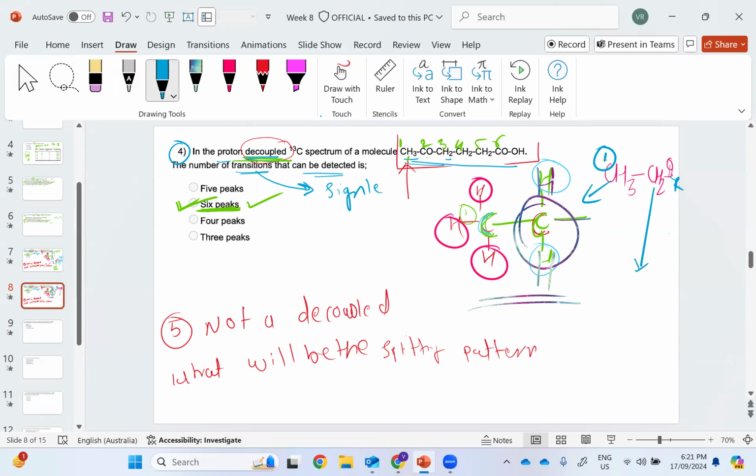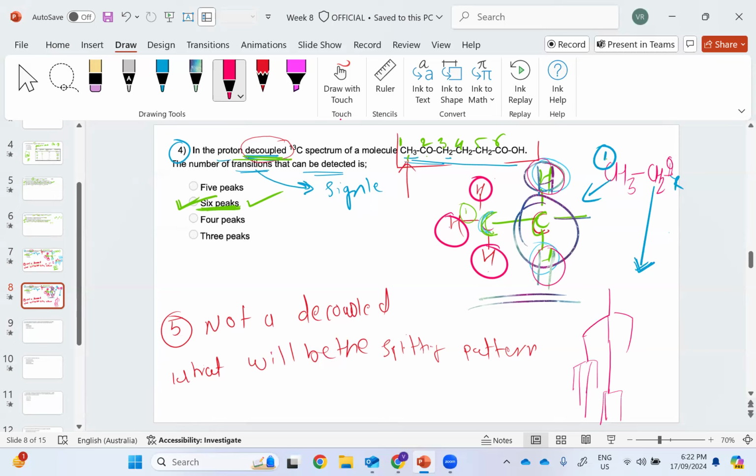Can you tell what will be the splitting pattern for this CH2 group? Because of these two adjacent hydrogens, it will first show a triplet, with the intensity 1:2:1. Then because of the adjacent three protons, the CH3 group, it will show a quartet. So each line will be split into a quartet. Similarly, all these lines will be quartets.